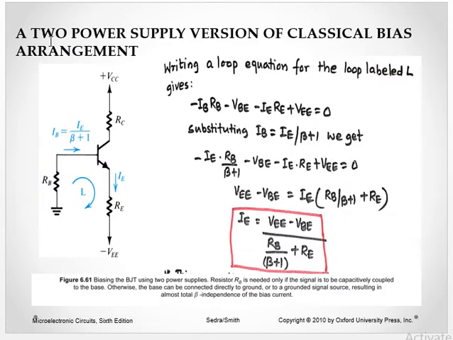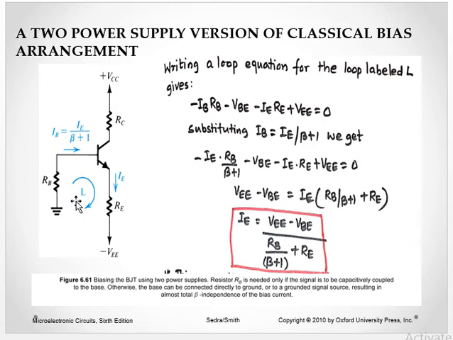To begin with, a two power supply version of the classical bias arrangement is as shown, plus VCC and minus VEE. The base is connected to ground through RB, with collector resistor RC and emitter resistor RE, and the current IB is represented as IE divided by beta plus 1. IE is the current flowing in the emitter terminal.